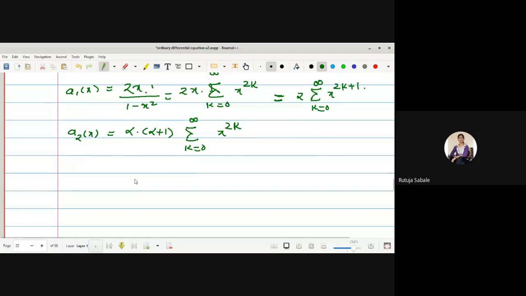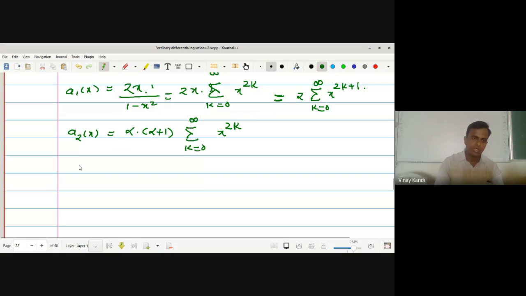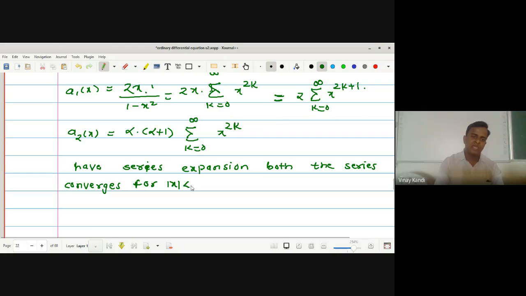No, sir. So these have the series expansion. A1 and A2 have the series expansion. Both the series converge for mod x less than 1. Why? Because both the series are geometric series. Hence these two series are convergent for mod x is less than 1.